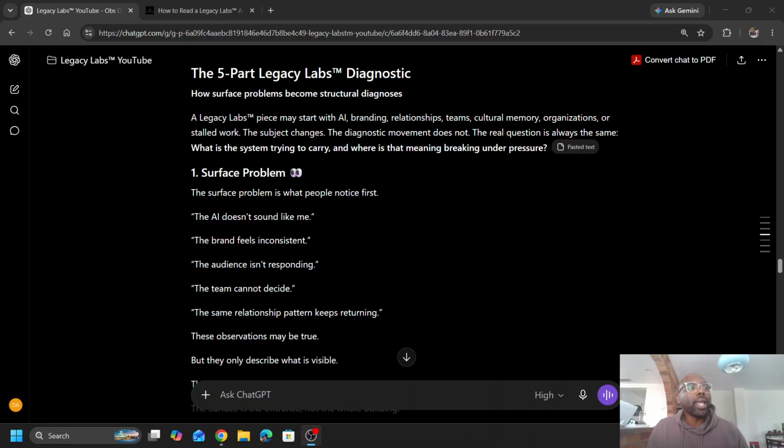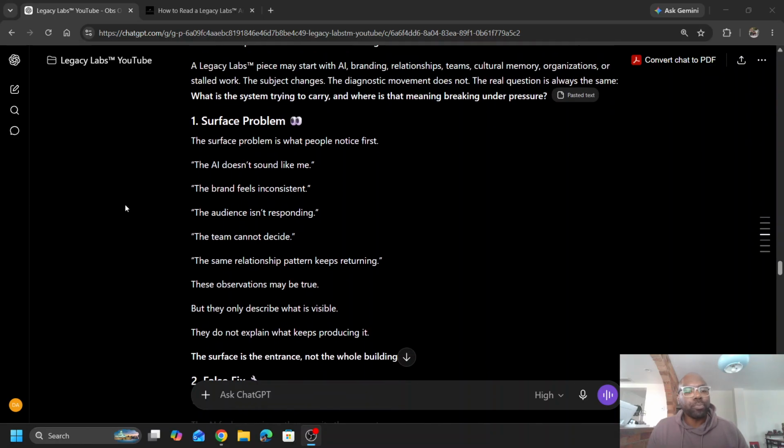That is what the five-part diagnostic helps us see: surface problem, false fix, structural break, the NA read, and the strategy shift. That movement is how we get from what people notice on the surface to what is actually happening underneath. So, the surface problem.